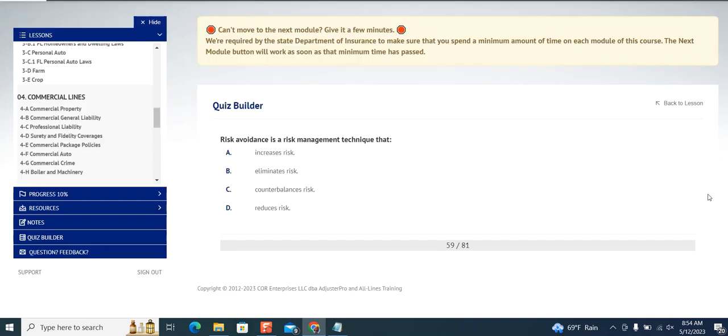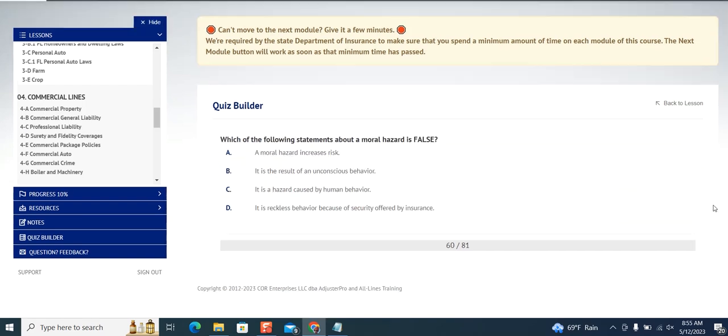Risk avoidance is a risk management technique that, oh my god. Whew. Well, it ain't A, it ain't C. Risk avoidance, it either eliminates the risk or reduces the risk. So it's 50-50, baby. Okay, give me an example. Risk avoidance. If I'm trying to avoid a risk, I'm trying to eliminate the possibility of it happening.